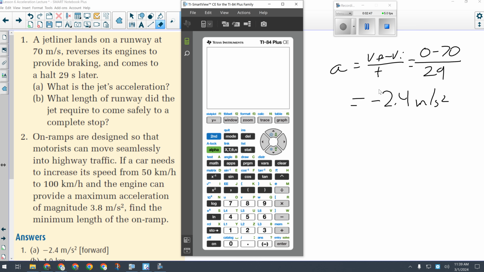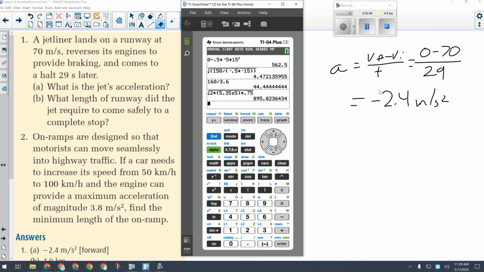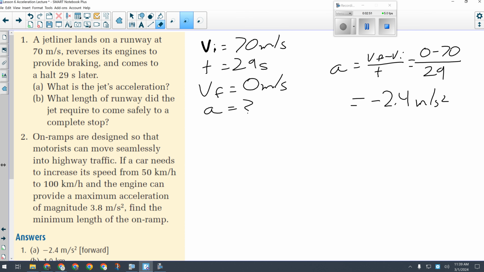Now, on that question, they didn't ever really give a vector. We would assume that a plane lands while flying forwards, because I've never seen one land while flying backwards. The wings don't really work that way, with that whole shape and providing lift. So we would assume it's going forward, but because they didn't say that, I could leave my answer as negative 2.4 meters per second squared. That would be fine.